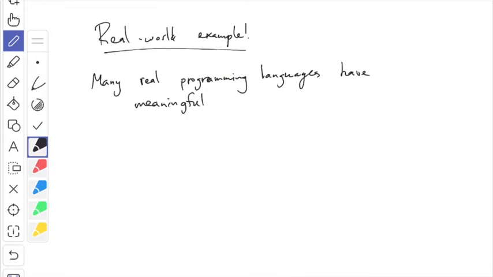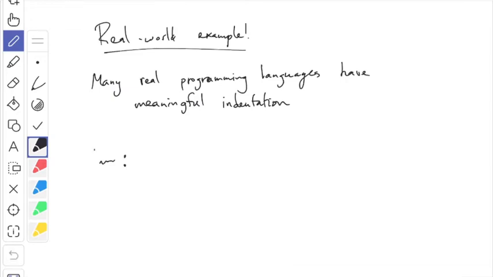Typically, when you write Java, you indent stuff, but actually, it's not required. You can take out the indents, and it doesn't change the meaning of your code. But many real programming languages, including Python, have meaningful indentation. You write something with a colon after it, either a definition or some kind of loop, and then all the next lines you write move over a bit.